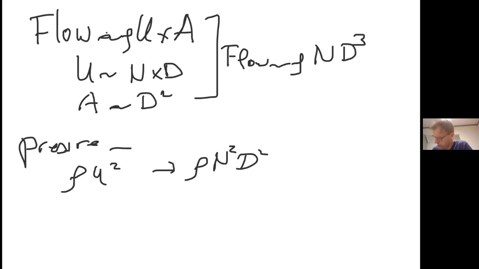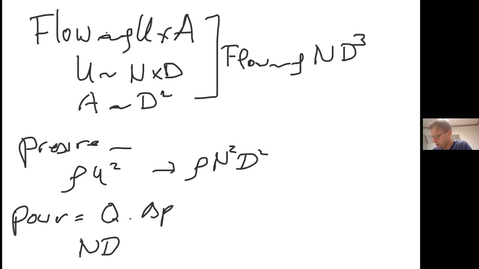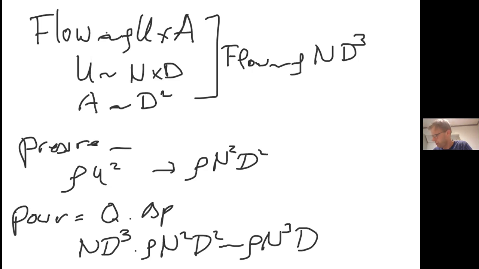Power scales with Q, volume flow, times delta P. So volume flow is n d cubed, and delta P is rho n squared d squared. So power scales with rho n cubed d to the power 5. This is important: simple calculations of how they scale with each other.